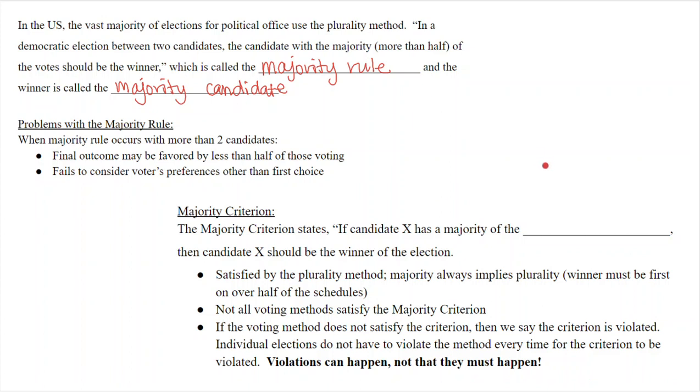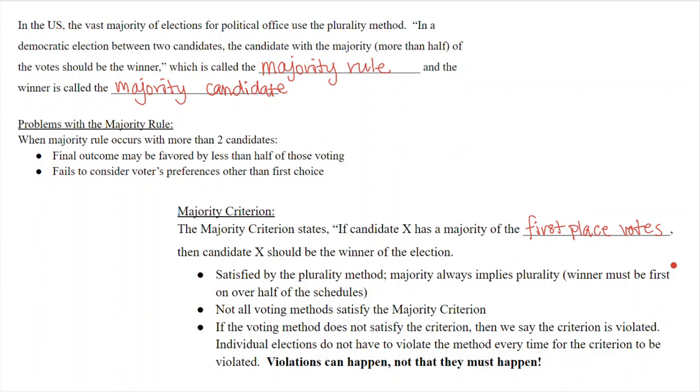Now, we have the majority criterion, which says if candidate X has a majority of the first place votes, then candidate X should be the winner of the election. Now, the plurality method always satisfies this criterion, because if someone has the majority, then they are going to have the most votes. But not all of the voting methods that we look at will satisfy this criterion. If a voting method does not satisfy this criterion, we say that it is violated.